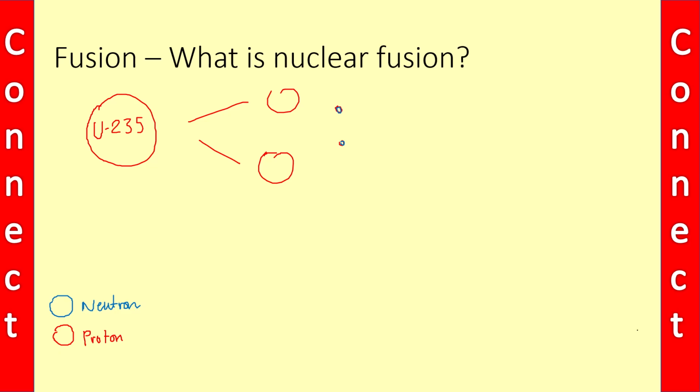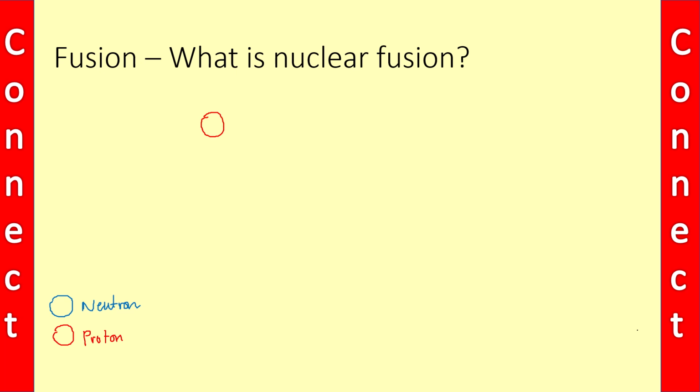So the key thing here is that when uranium-235 absorbs a neutron and breaks down, it releases energy. So nuclear fission releases energy. Okay, so we're going to look at nuclear fusion today. Rather than a large nucleus breaking down into smaller ones, what we get with nuclear fusion is smaller nuclei joining together to form a larger nucleus.